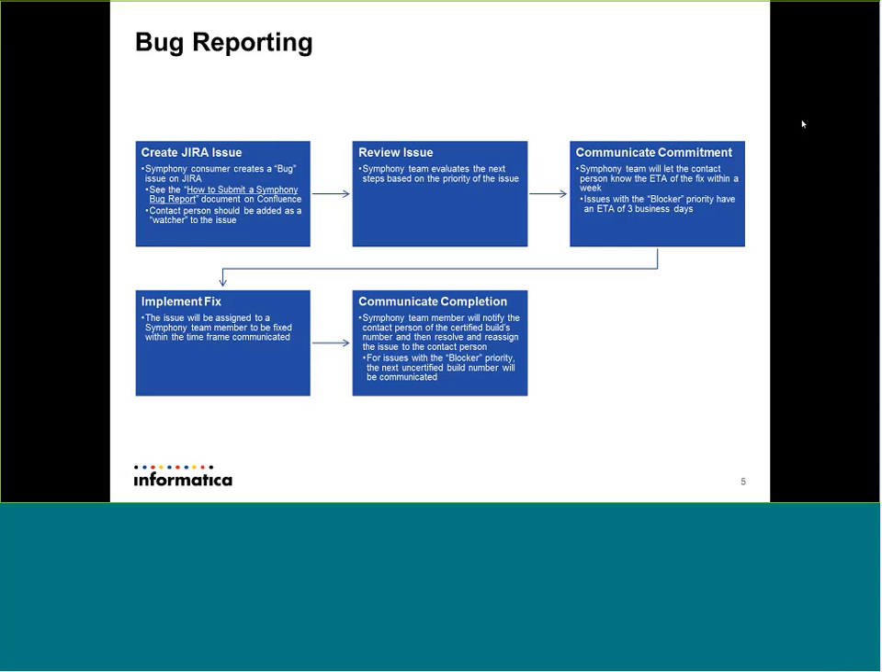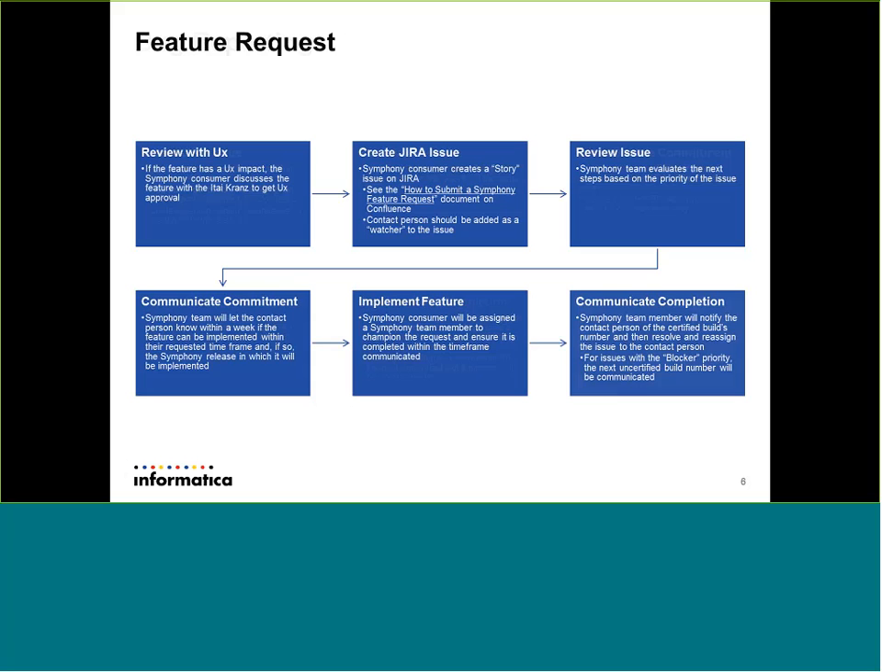And for issues with the blocker priority, we'll communicate the next uncertified build number. That way you can be unblocked sooner rather than waiting until we have the certified build. We can still let you know when that happens, but to unblock you sooner, we'll let you know when it's at least part of the Symphony build.